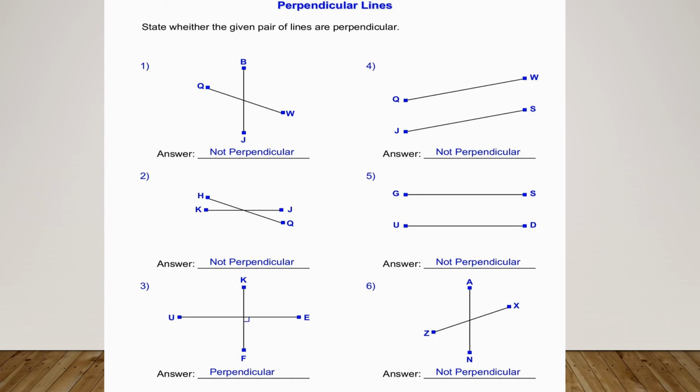Fifth, it's not perpendicular. We cannot see a right angle formed. Sixth, it's not perpendicular because we cannot see the formation of a right angle which is formed by the two intersecting lines.